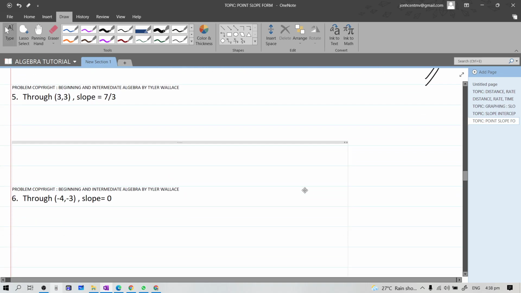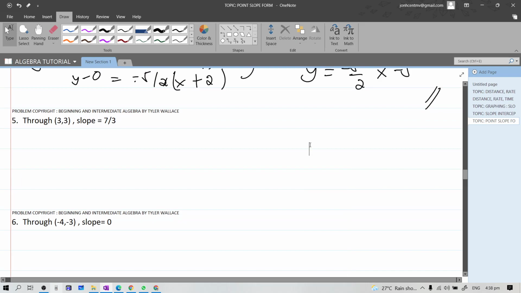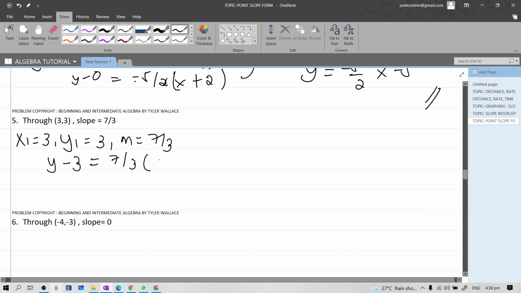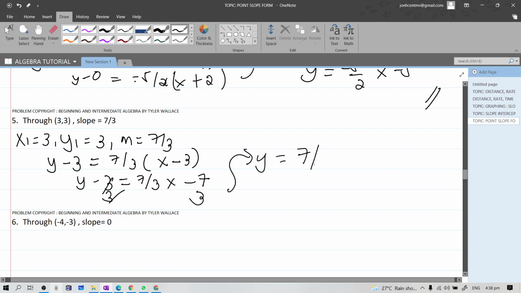For problem 5, we have (3, 3), slope of 7/3. That is x sub 1 is 3, y sub 1 is 3, m is equal to 7/3. y minus 3 is equal to 7/3 times x minus 3. We have y minus 3 is equal to 7/3 x minus 7. Add 3 to both sides. So we have y is equal to 7/3 x minus 4.